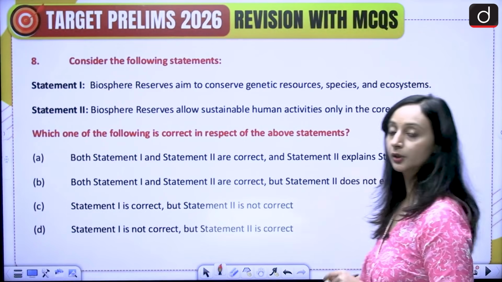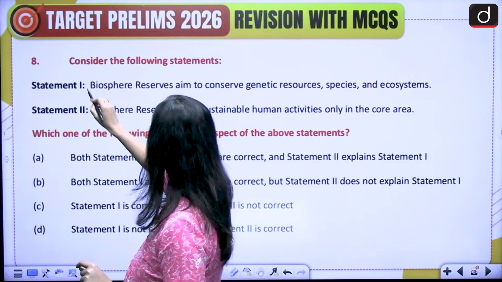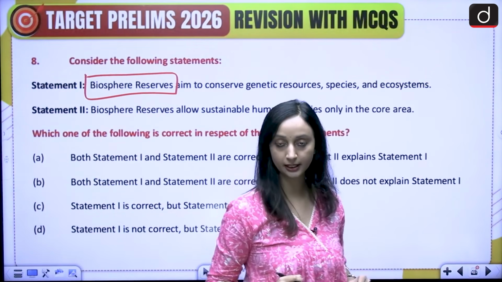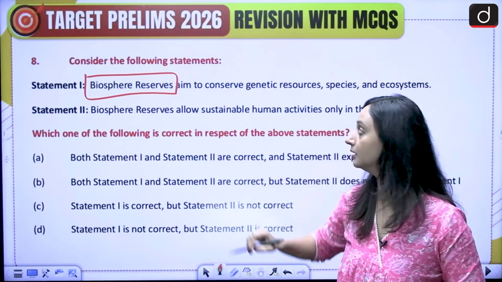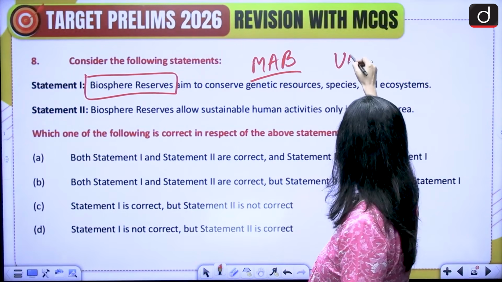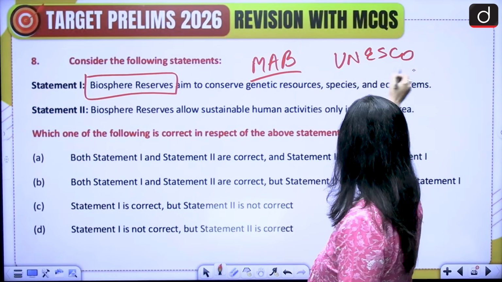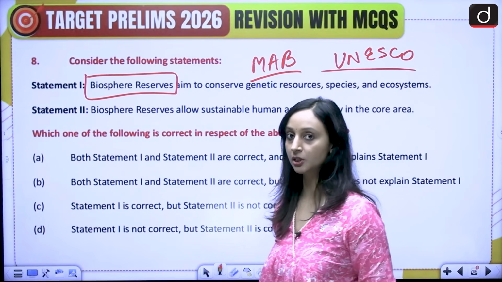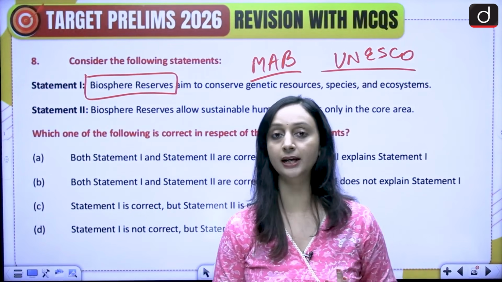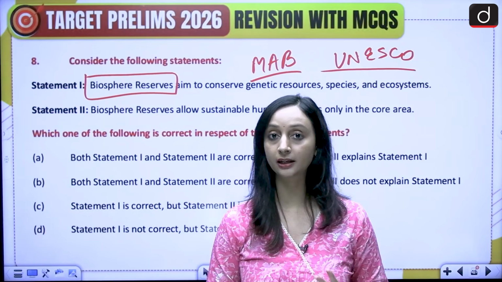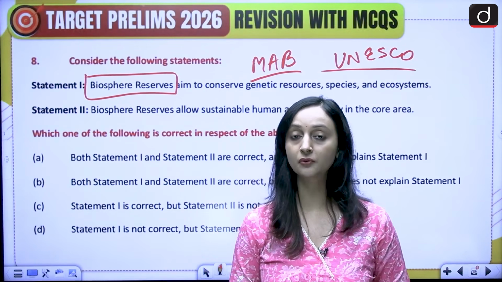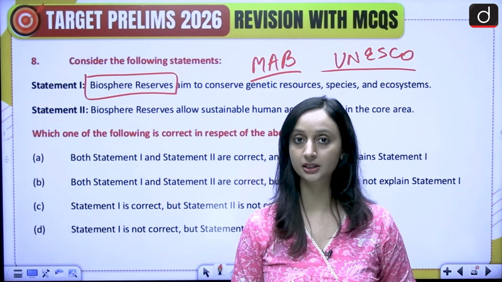Done? So here we are talking about what? Biosphere reserves. Biosphere reserves are protected areas. These are designated under the Man and Biosphere program of UNESCO. And their goal is not just conservation. They actually have multiple objectives. So conservation, yes. Then they also have to promote scientific research and development, and they also have to promote sustainable development.